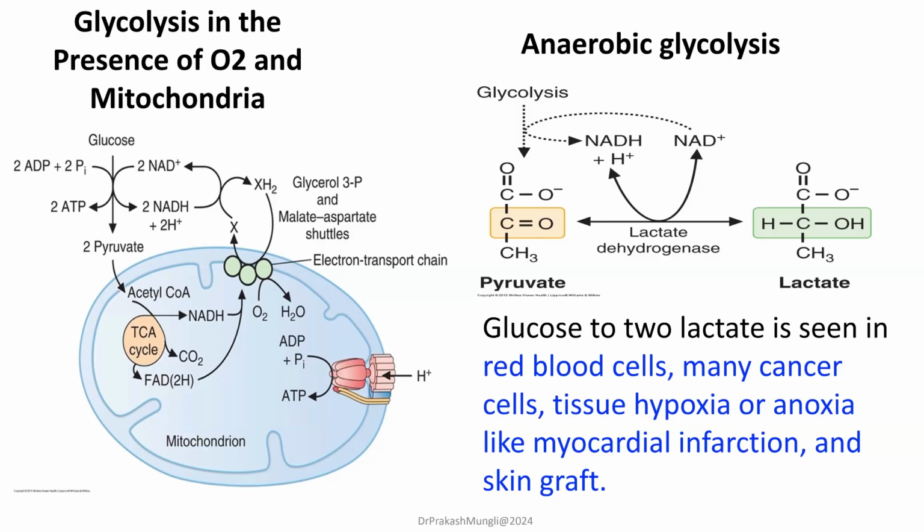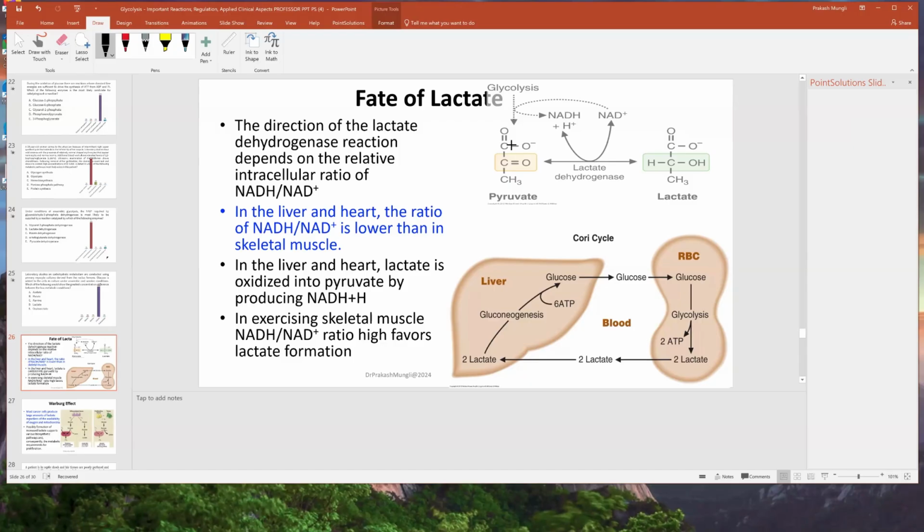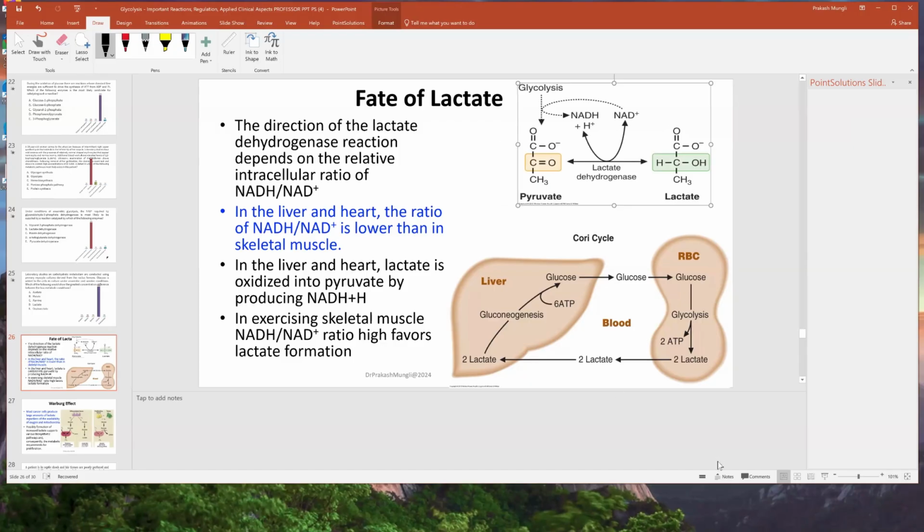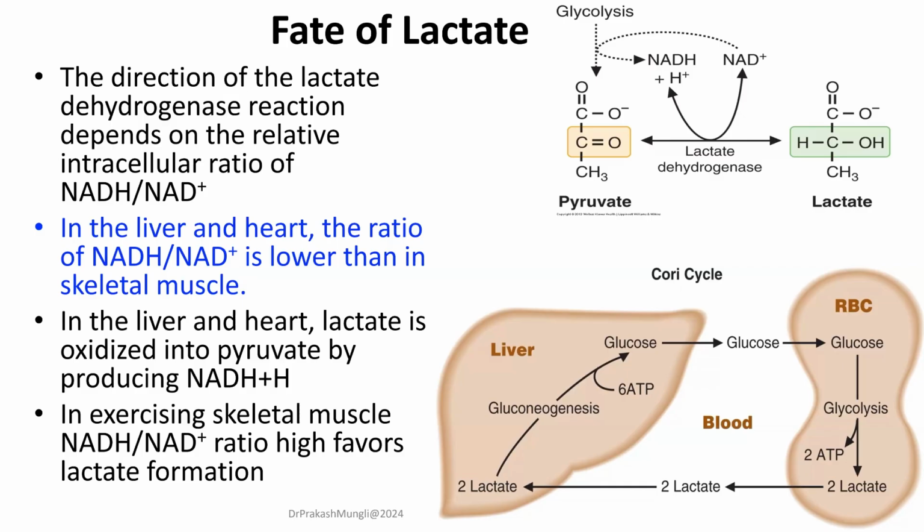So in the presence of oxygen and mitochondria, your glucose is completely oxidized into carbon dioxide. That is called complete oxidation of glucose. Okay. Fate of lactate. Fate of lactate in the sense, what happens to the lactate? That's what I meant. What happens to lactate that is made under anaerobic situation?